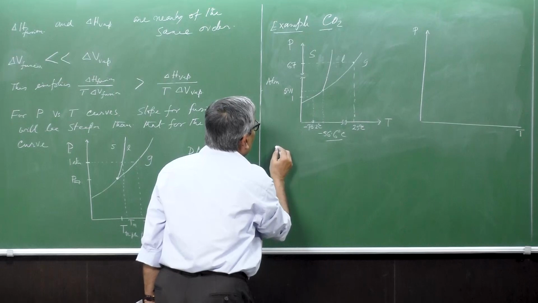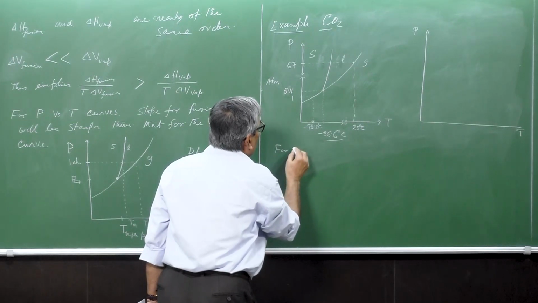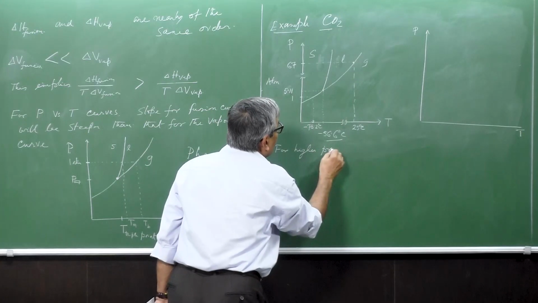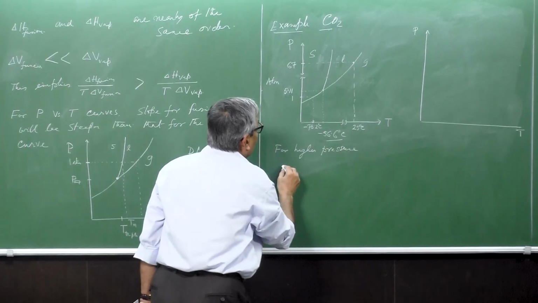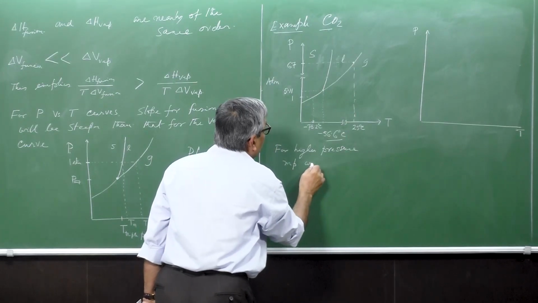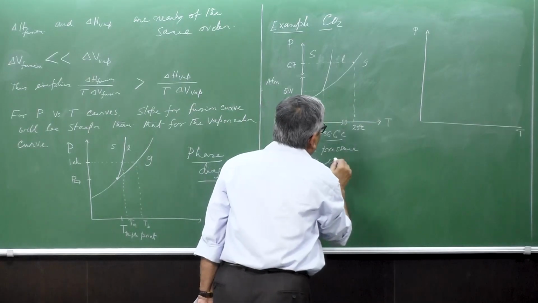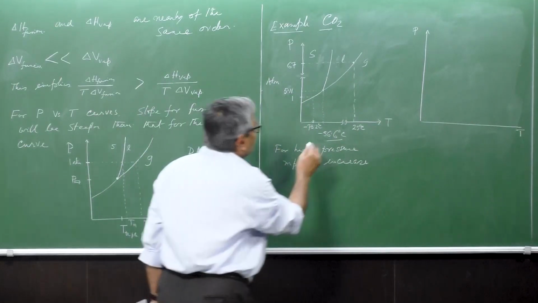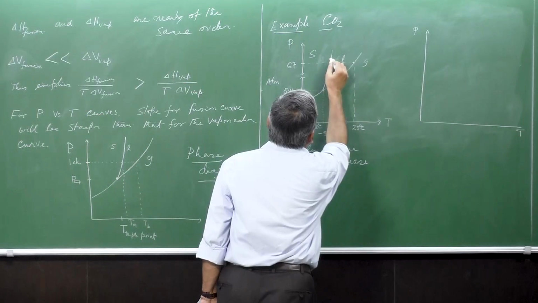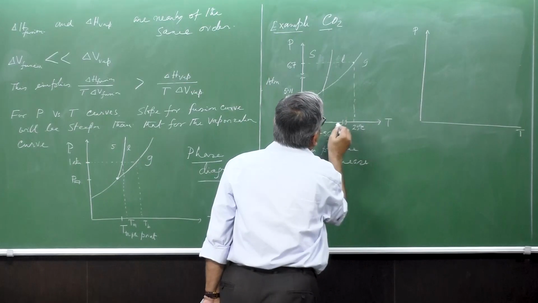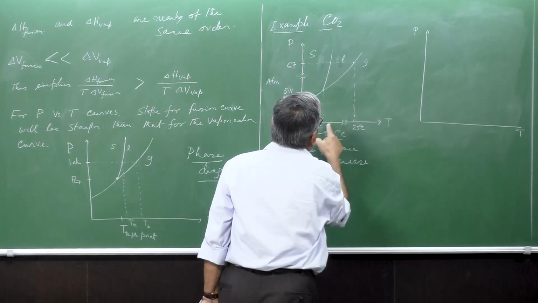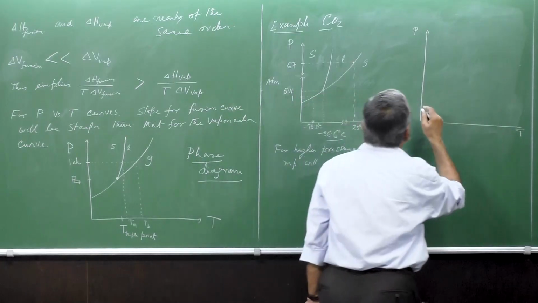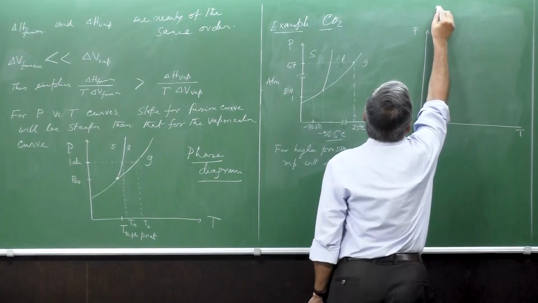So this curve shows that for higher pressure, the melting point will increase. That we can see easily: if we go in this direction, that is, if we increase the pressure, we move along this line, which means the melting point increases. Now you see that water is a peculiar object.